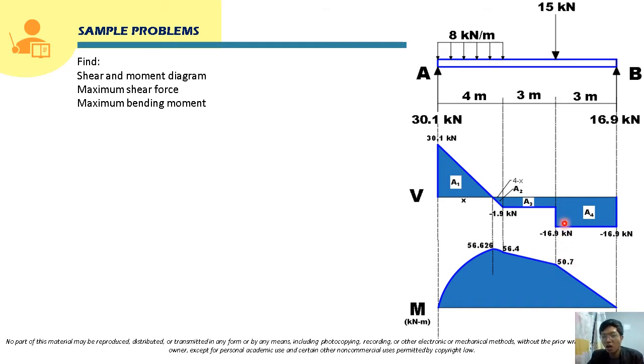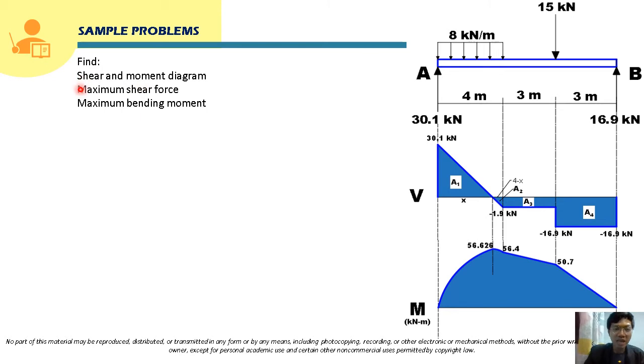Also, class, from this point up to this point, since this is a rectangle from the shear, its moment will be a triangle. That's why it will just be a straight line. So this will now be the moment and shear diagram for this problem.